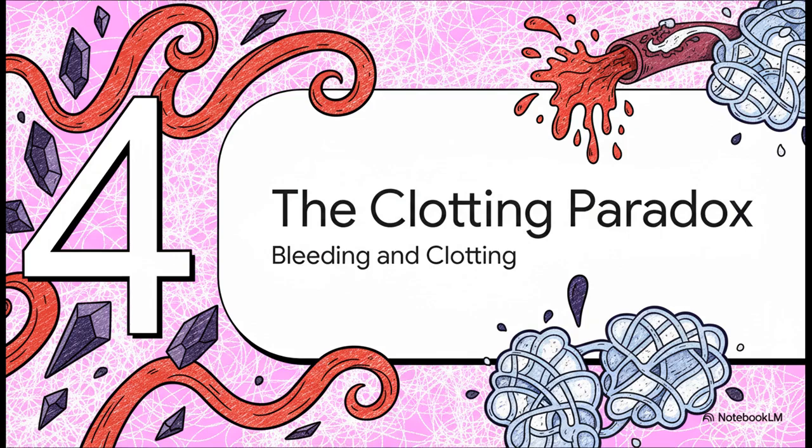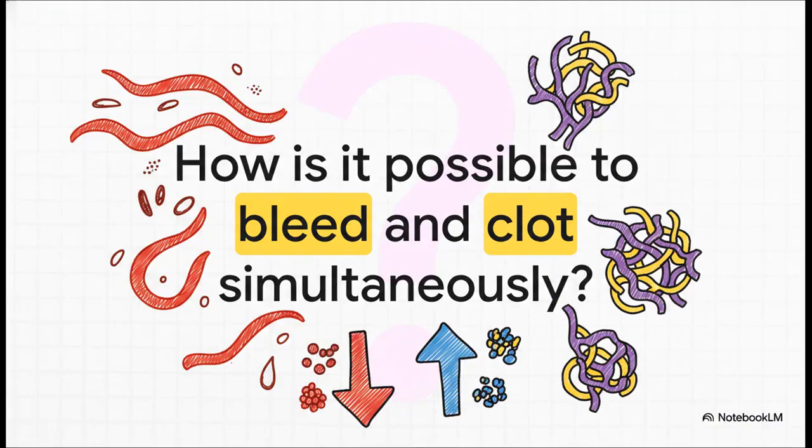Okay, on to our final topic. And honestly, this might be the most mind-bending, paradoxical concept in all of hematology. We're going to look at the clotting system. Because when this system goes wrong, it can go so wrong that the body starts doing two opposite things at once. It starts clotting like crazy and bleeding uncontrollably at the exact same time. I know, that sounds totally impossible, right? How can you bleed and clot at the same time?